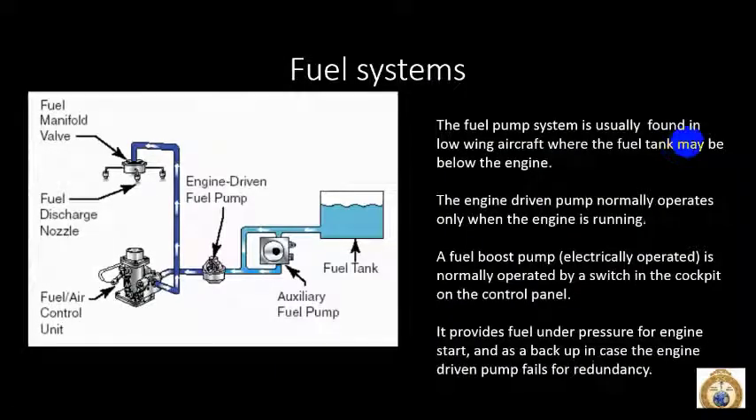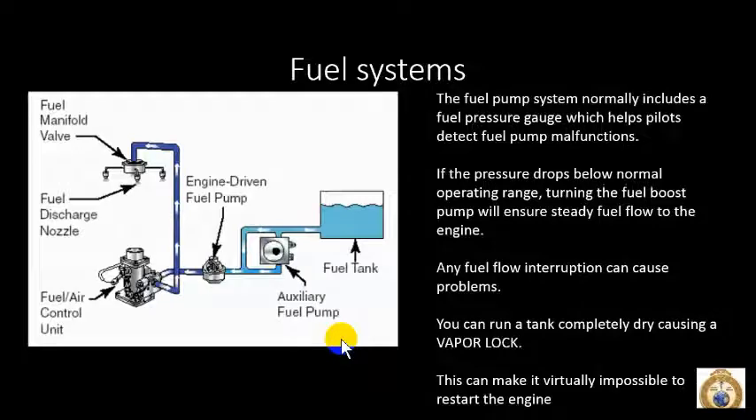Now the other type of system is a fuel pump system, usually found in low-wing aircraft because the fuel tanks are below the engine. So the engine needs a little help getting that fuel to itself. So the fuel boost pump, which is electrically operated, like we said. An engine-driven pump is not going to work unless the propeller's running. So this fuel boost pump provides fuel under pressure. And in case this engine-driven fuel pump does not work, this fuel boost pump or auxiliary fuel pump can back it up.